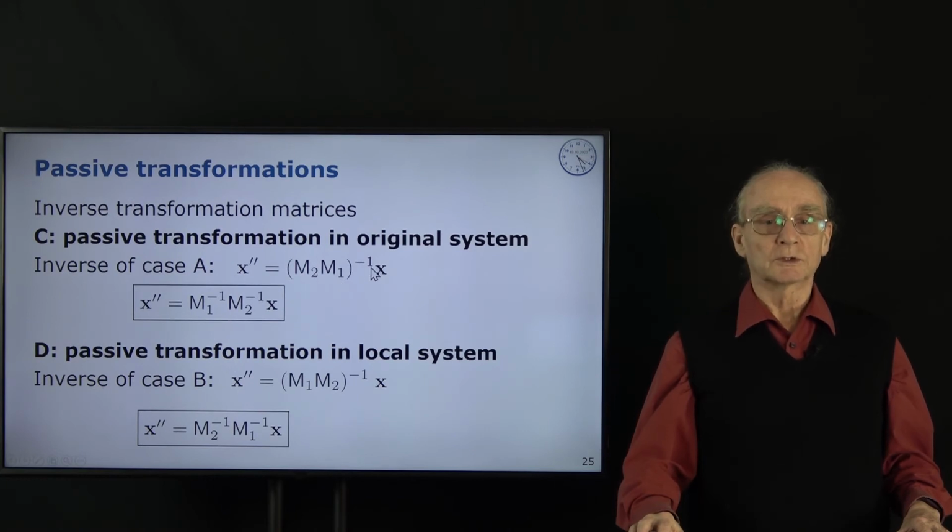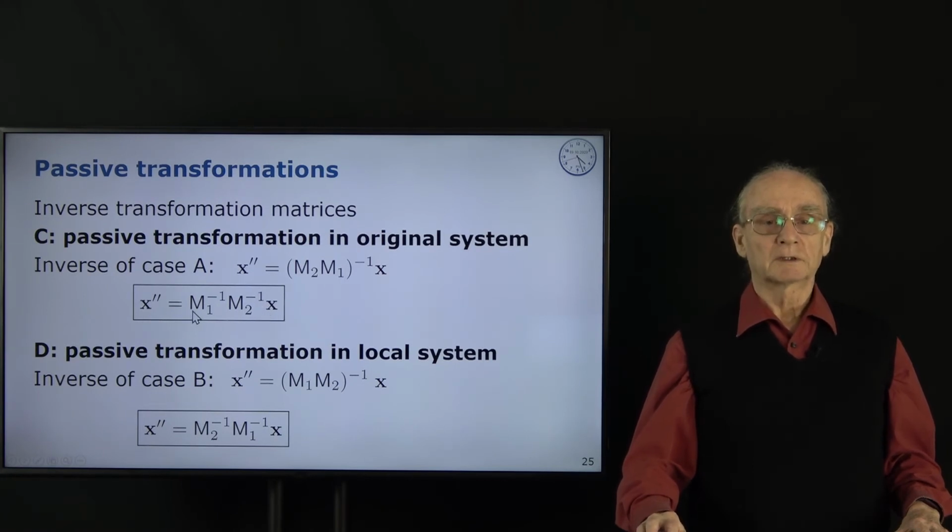Now we take the inverse, and from the rules of linear algebra we know that this is x double prime. This is so to say the same point described in the second coordinate system. So x and x here are the same points here described in the original coordinate system, and here after the second motion.